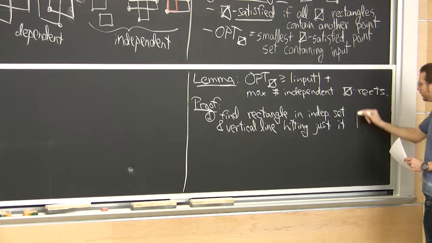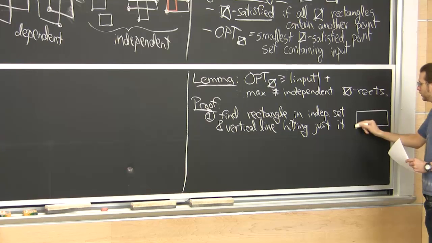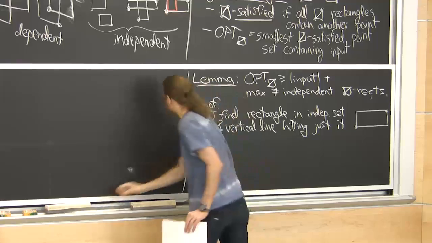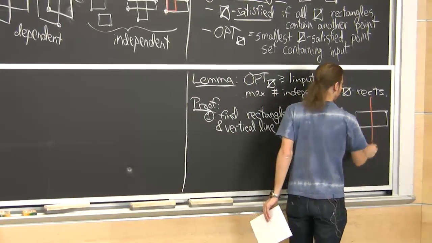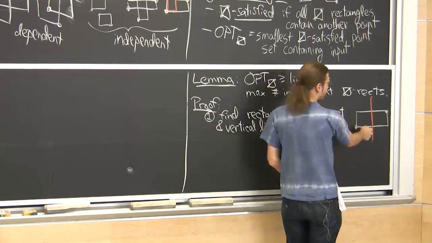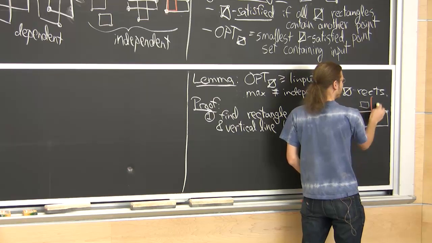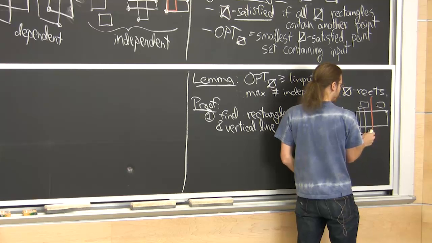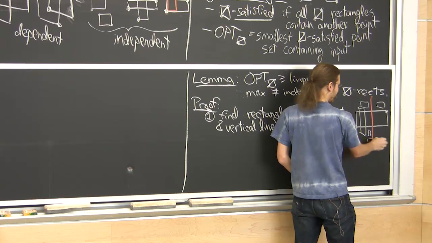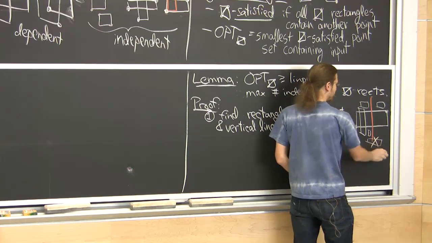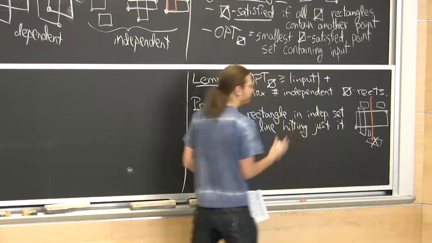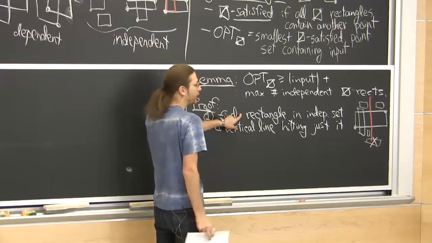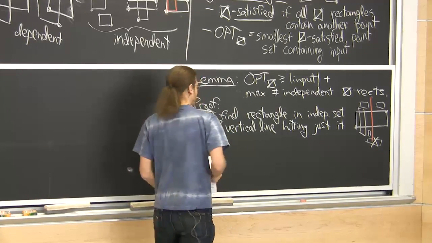Okay, so we're going to have some rectangle in the independent set, and we want a vertical line stabbing it such that no other rectangle is stabbed by this vertical line. So all other rectangles, it's independent, so maybe they look something like this. Nothing like this. Not obvious that such a thing exists, but it does. Actually not that hard to find. We just need some rectangle with some line. Okay.